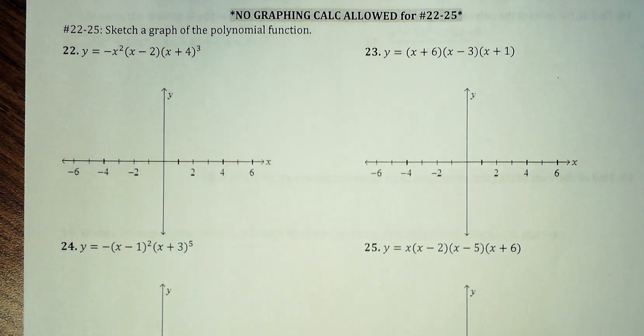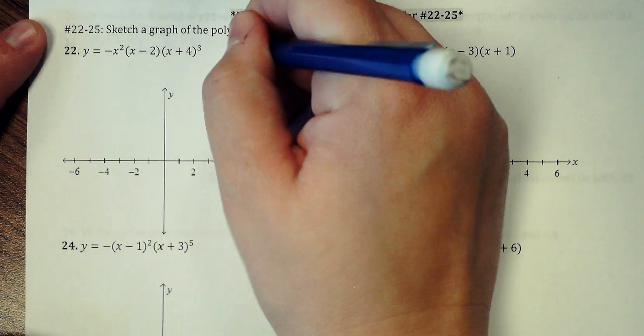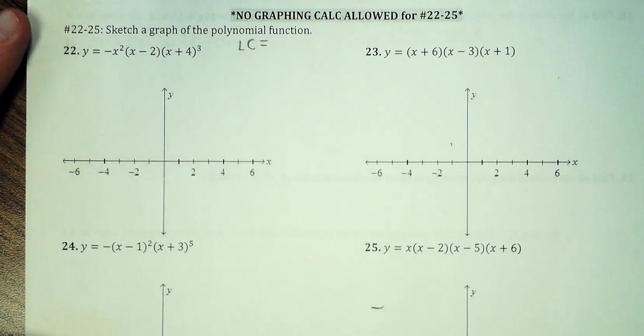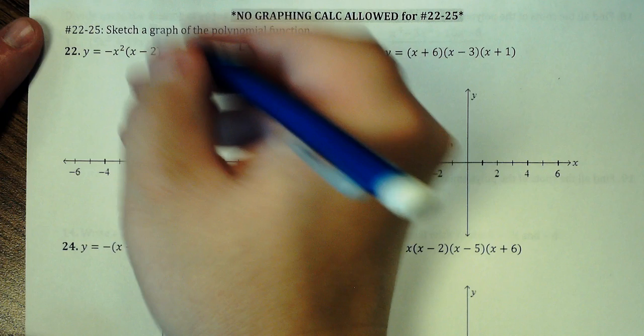Okay, on these questions you cannot use a graphing calculator. All of these polynomials we're going to graph here, 22 through 25. First thing I want to do, since these are in factored form, is determine the leading coefficient so I can figure out the end behavior.